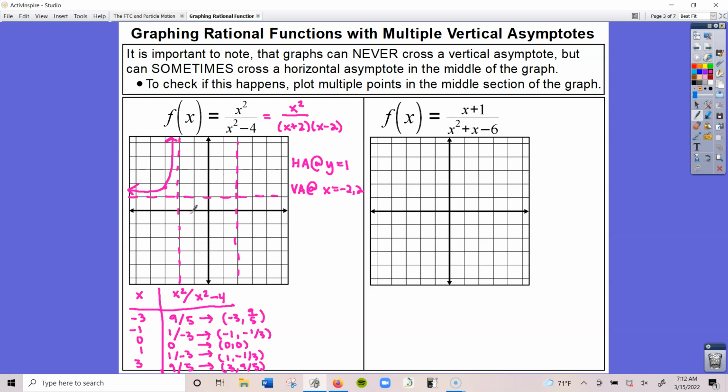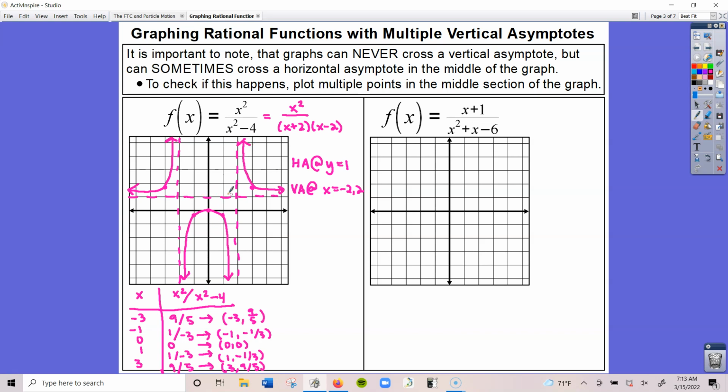For -1, we have -1 and -1/3. So here's -1, -1/3, it's about right here. Then we have 0, 0, and then we have 1, -1/3, so it comes back down. So in this section, you see how it's going up and then it comes back down. It's not going to necessarily cross, so it's going to look like a parabola in the middle. Then for our final point, we have 3 and 9 over 5. So here's 3, 9 over 5 is almost 2, so around right here, and so our graph would come through like that.